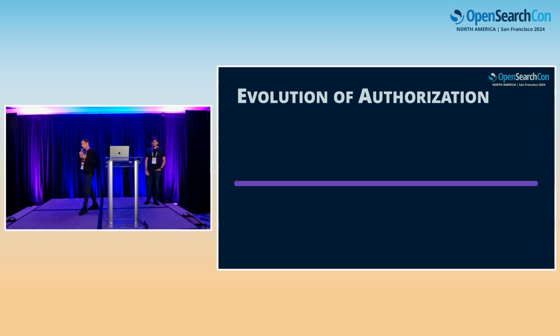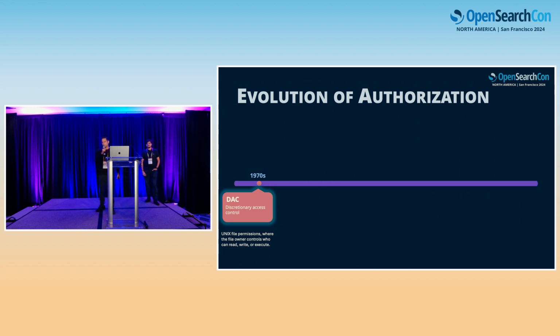Now, let's see the timeline of authorization and how it has evolved over time. The first access control which came in was discretionary access control. It came in when Unix systems came, where the user who is the owner of the file decides who has access, at the discretion of that owner. The users can be grouped together, but only the owner has to decide.